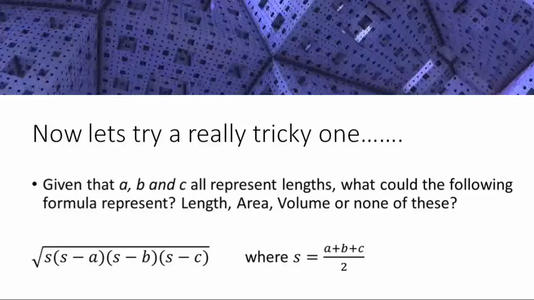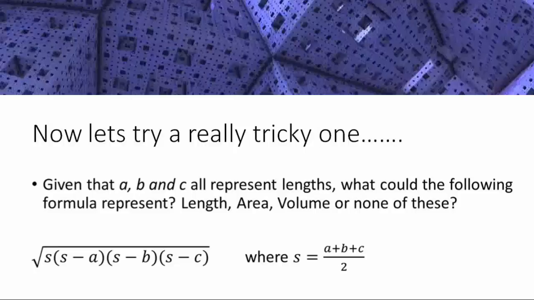Now, if s is a length itself, and a, b and c are all lengths, then s minus a is a length, s minus b is a length, and s minus c is a length, because if you ever do a length subtract a length, you're still in the length world, the world where we have a dimension of order 1. Therefore what we have within the square root is length times length times length times length, which brings us to the power of 4.